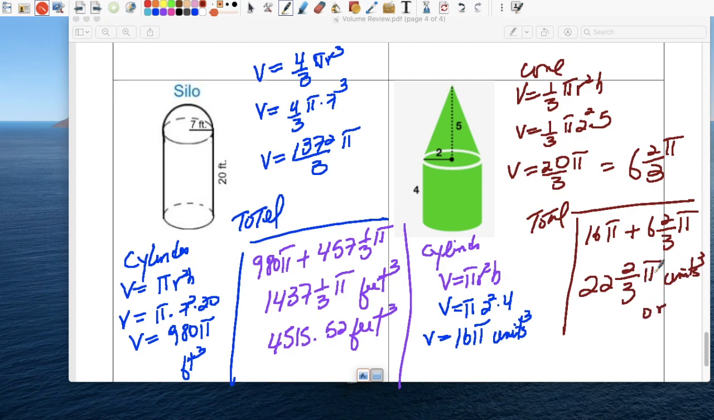Or take that and multiply by pi, rounded to the nearest hundredth, we get 71.21. So approximately 71.21 units cubed.